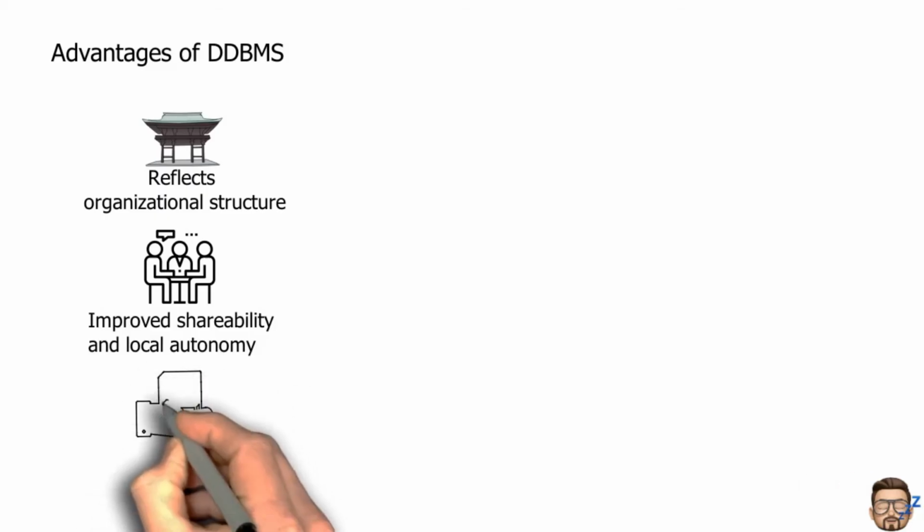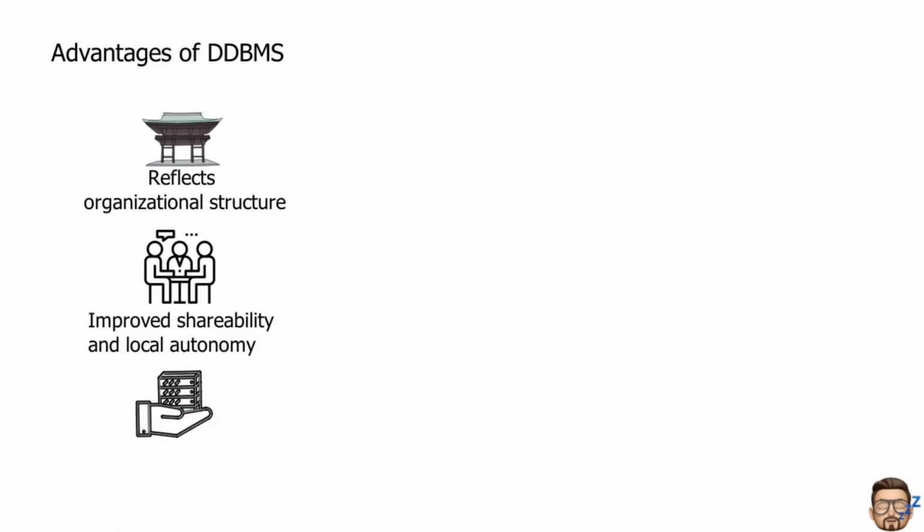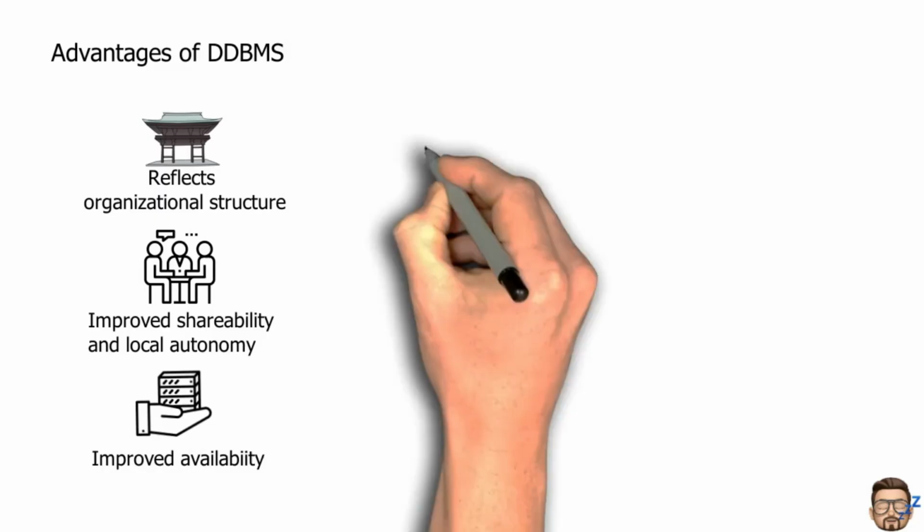Data can be placed at the site close to the users who normally use that data. Next, improve availability. In a centralized DBMS, a computer failure terminates the operations of the DBMS. However, a failure at one site of a DDBMS or a failure of a communication link making some sites inaccessible does not make the entire system inoperable.